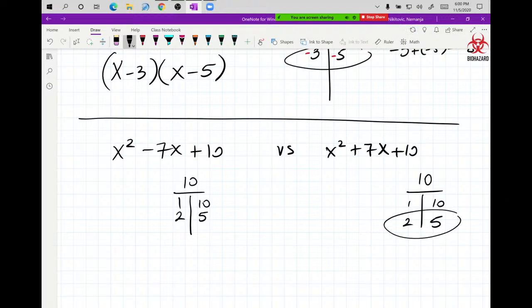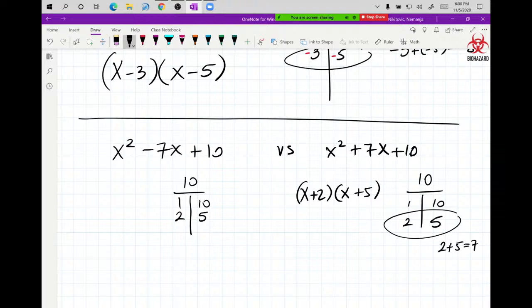Now I already see that these are my solutions on the right side, because 2 plus 5 is 7. So I have my x plus 2, x plus 5, and I am done. I can check that. x times x is x squared, 2 times 5 is 10 at the end, and then I have 2x and 5x to add into 7x.